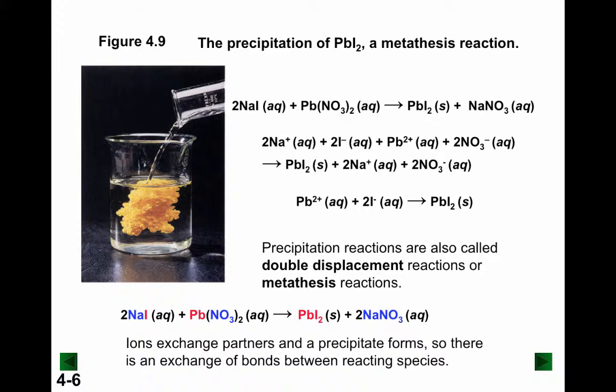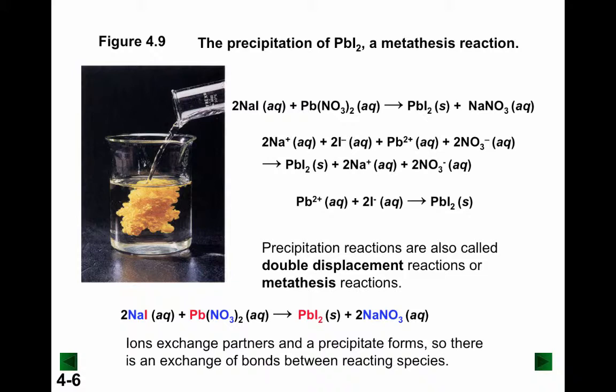Let's take a look at this a little closer by looking at what happens when solutions of sodium iodide and lead 2 nitrate are mixed. The unbalanced reaction of sodium iodide with lead 2 nitrate, which will produce solid lead iodide and aqueous sodium nitrate, is given first. Step 1 tells us to note the ions present in the reactants. We have the sodium cations, the iodide anions, the lead 2 cations, and the nitrate anions.